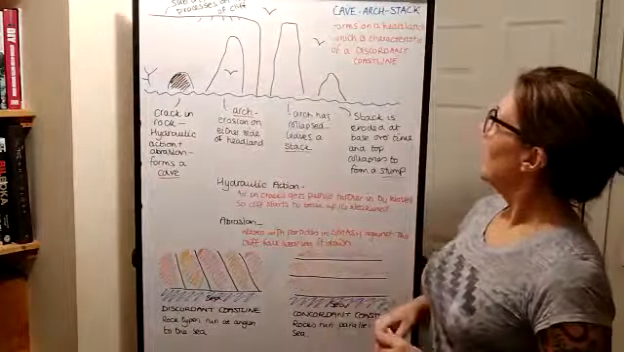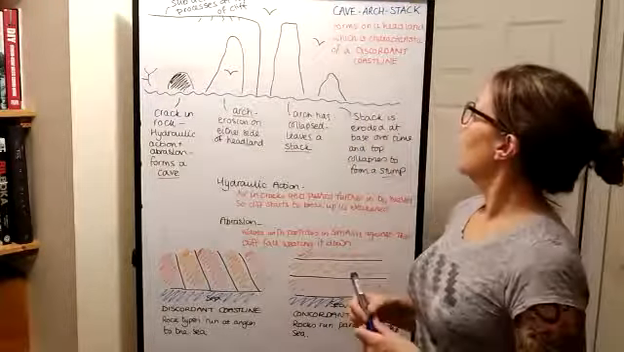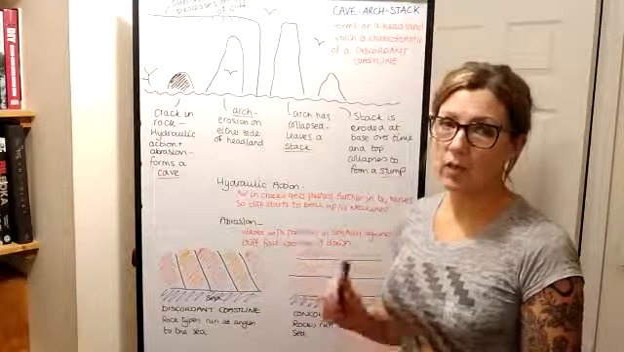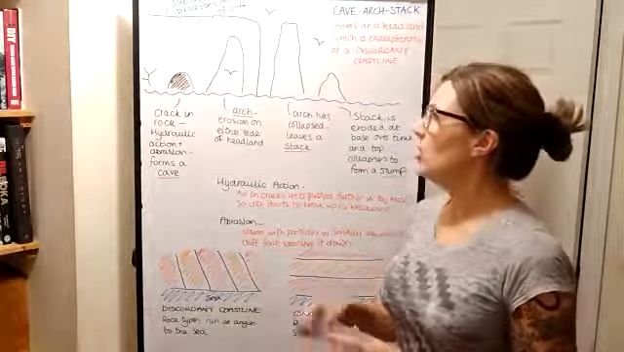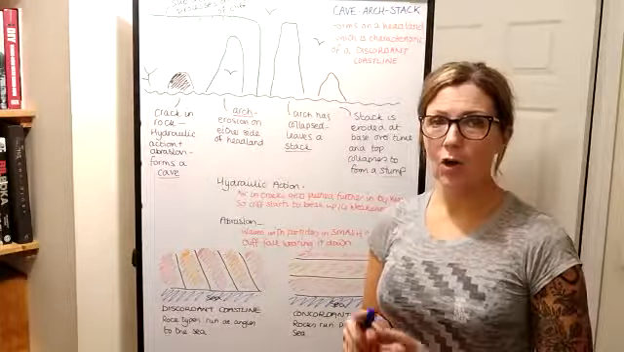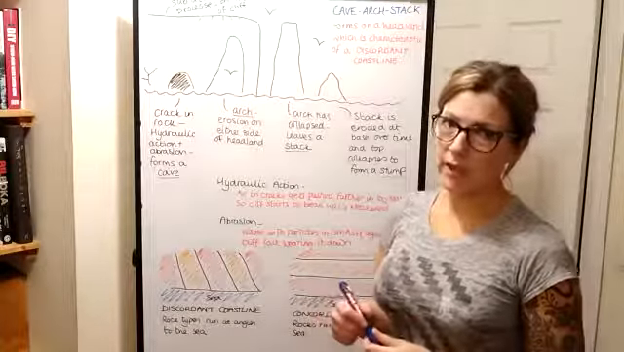So what we've got here is a cave, arch and stack formation. It forms on a headland, which is characteristic of a discordant coastline, and we'll get to the difference between discordant and concordant in a second. If I run through the formation of a cave, arch and stack on a headland, you'll be in a good position to answer it in the exam.